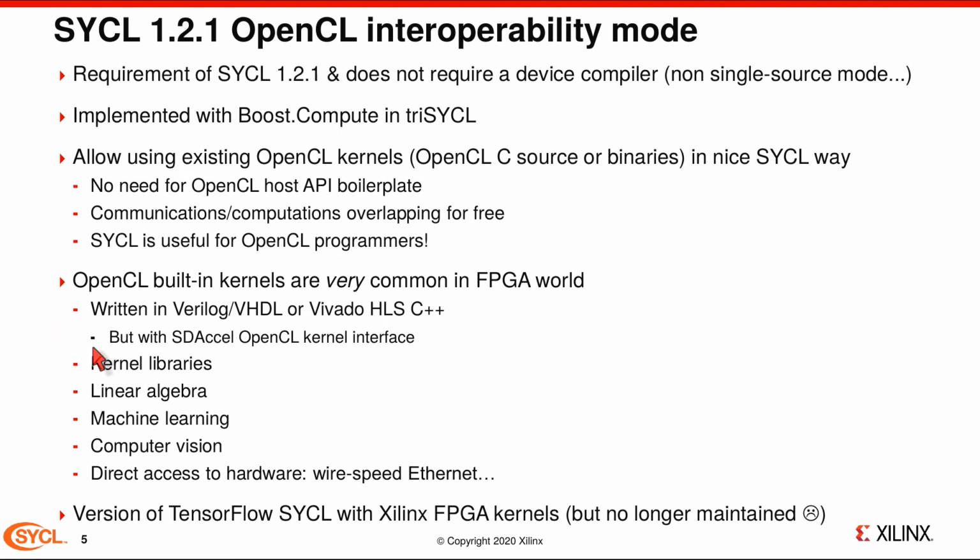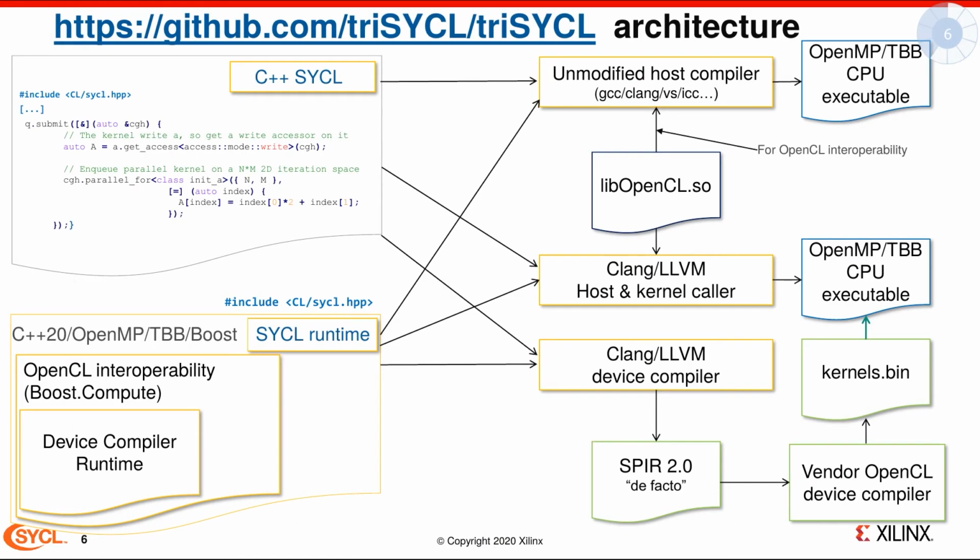So you can access a lot of libraries directly optimized from the vendors in that way. Even to access some specific hardware you have on FPGAs, for example, high-speed Ethernet. And that's how at some point we had a TensorFlow SYCL where you were able to execute some FPGA kernel directly from it.